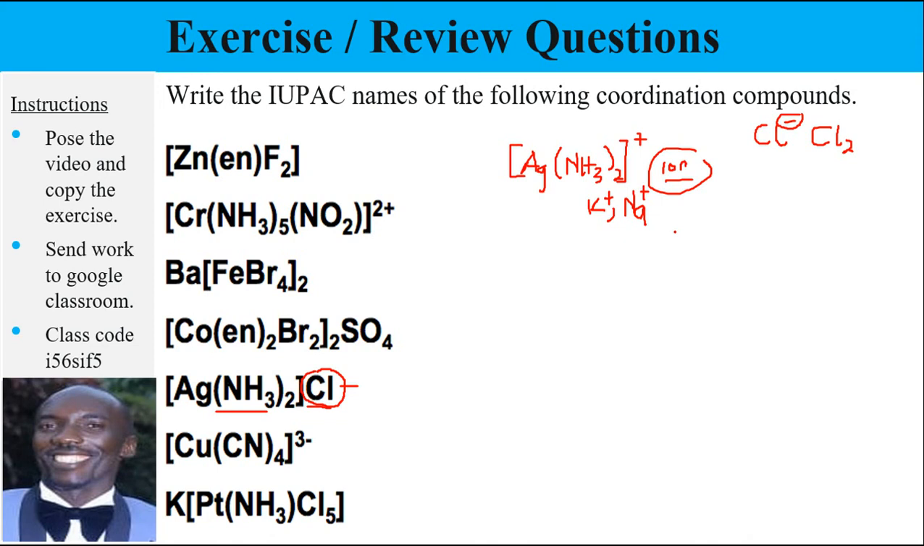I hope we are together there. A cation is named first. An anion is named last. So like how we have this, even in this one, the sulfate ion must be named last, because it is an anion.